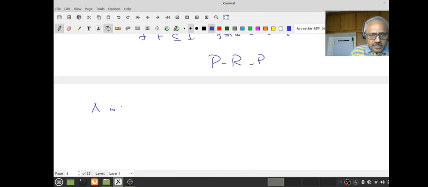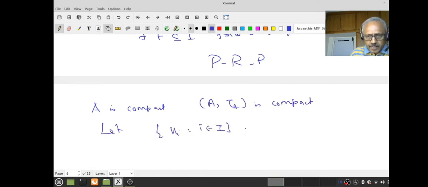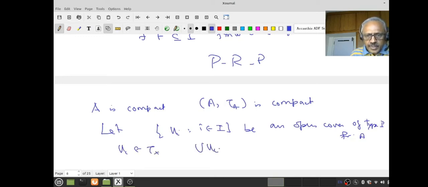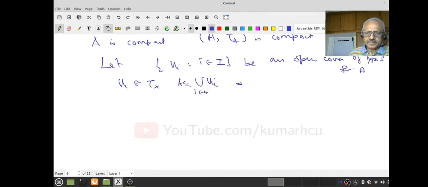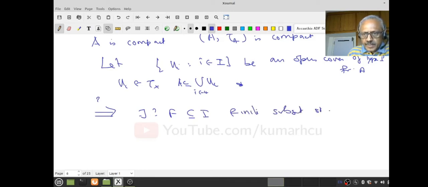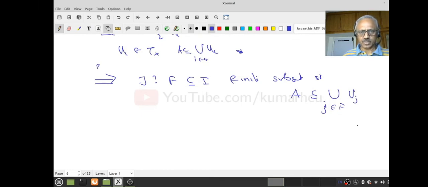So let us assume A is compact. That means the space (A, tau A) is compact. Now let Ui, i in I, be an open cover of type 1 for A. That means Uis are in tau of X and A is contained in the union of Ui. Then what do I have to prove? I have to prove that there exists a finite subset F of I so that A is already contained in the union over j in F of Uj. Therefore, this type 1 cover admits a finite subcover. This is what I have to prove. Do all of you understand that?